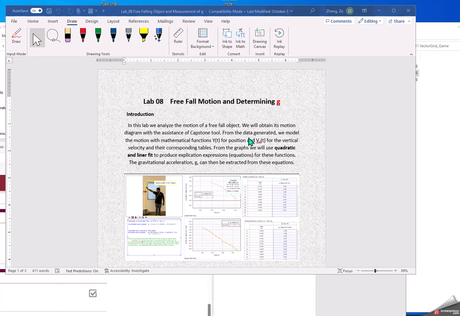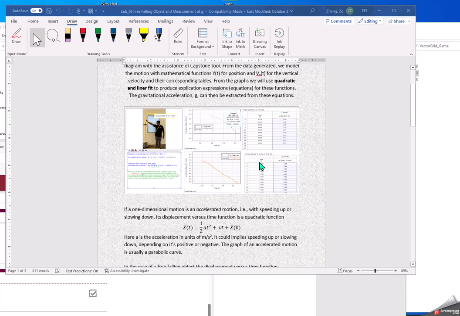From the data generated, we model the motion with the mathematical functions y as a function of time, which means vertical position as a function of time, and vertical velocity as a function of time, and record them in the tables. From the graph, we use quadratic fit and linear fit to get these two functions automatically. That's what this tool is for, to get a formula for these functions. And the gravitational acceleration g can then be extracted from these equations.